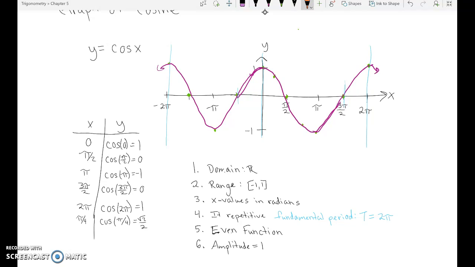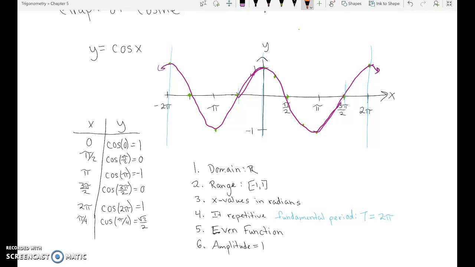And my last thing is it has an amplitude of 1. If you look at that amplitude, the amplitude is always going to be positive, so it comes from down here at 0 all the way up to 1. Remember, it's the difference between your maximum and your minimum point cut in half. It's that crest of the wave from sea level idea. So there is my amplitude. Those are the 6 points of my cosine function.